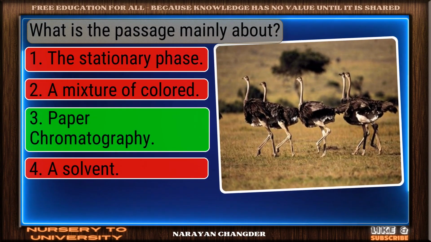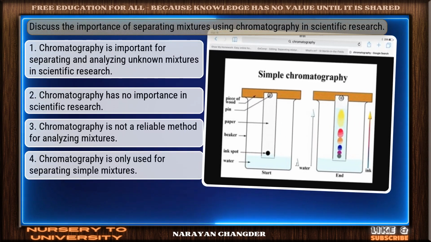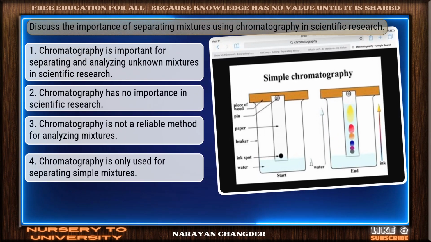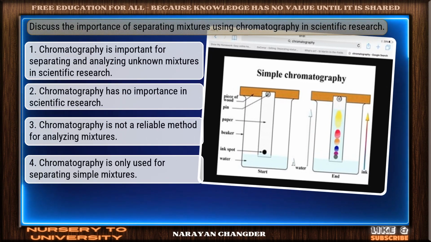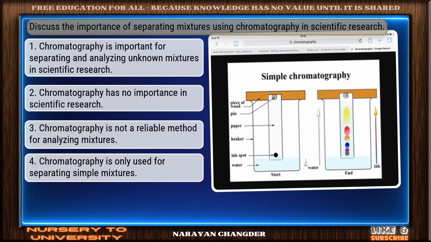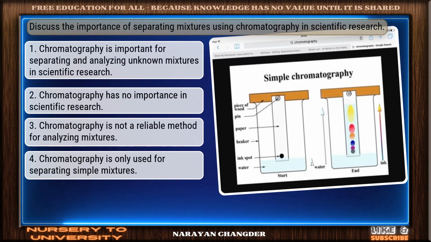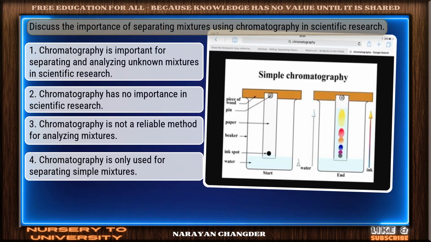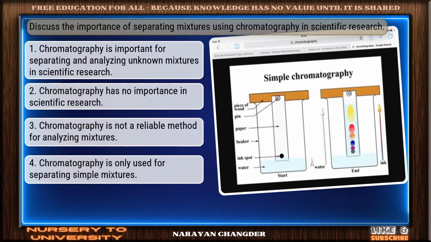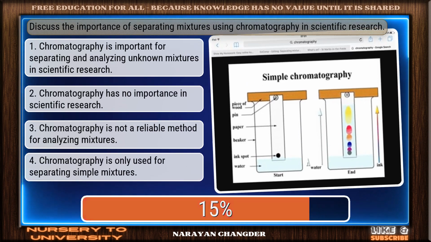On track, paper chromatography. Discuss the importance of separating mixtures using chromatography in scientific research. Option 1. Chromatography is important for separating and analyzing unknown mixtures in scientific research. Option 2. Chromatography has no importance in scientific research. Option 3. Chromatography is not a reliable method for analyzing mixtures. Option 4. Chromatography is only used for separating simple mixtures.